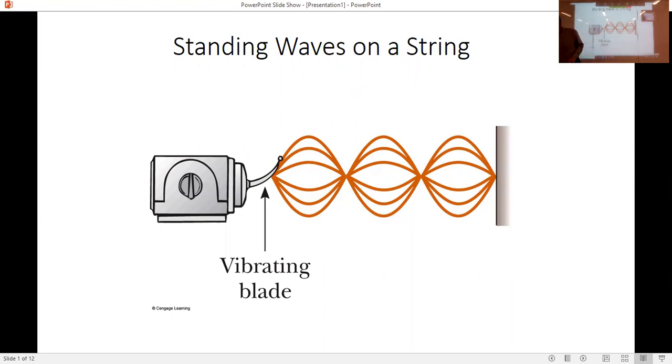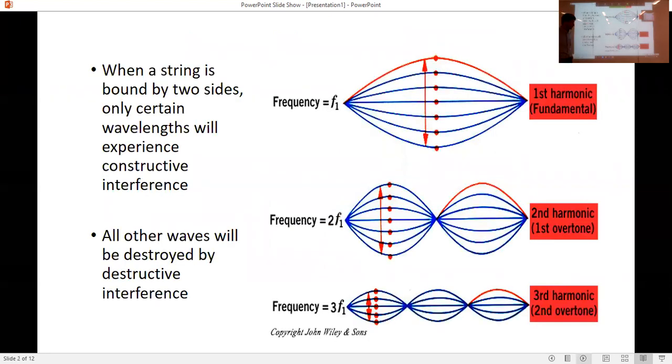Okay, so looking at standing waves, they're such that the wavelength has to be related to the total length of the string by some integer. Now, here's the fundamental mode, and this is really where we have our lowest frequency. This, therefore, has our longest wavelength.